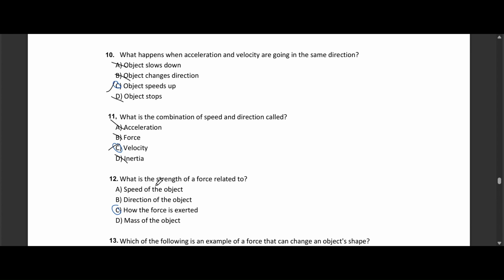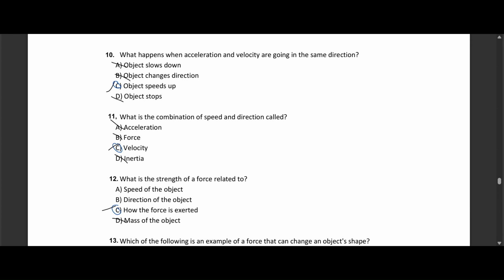Question 12. What is the strength of a force related to? Is it A, speed of the object, B, direction of the object, C, how the force is exerted, or D, mass of the object? The correct answer is C, how the force is exerted. Think about pushing something. How hard and where you push matters more than just the object's speed or direction. Option D, the object's mass, does affect how much force is needed, but not the strength of the force itself.